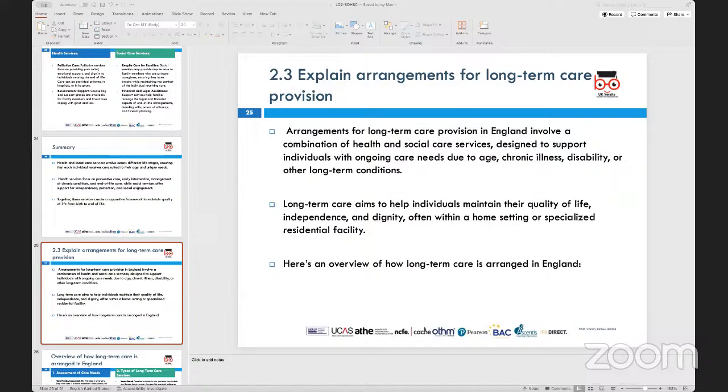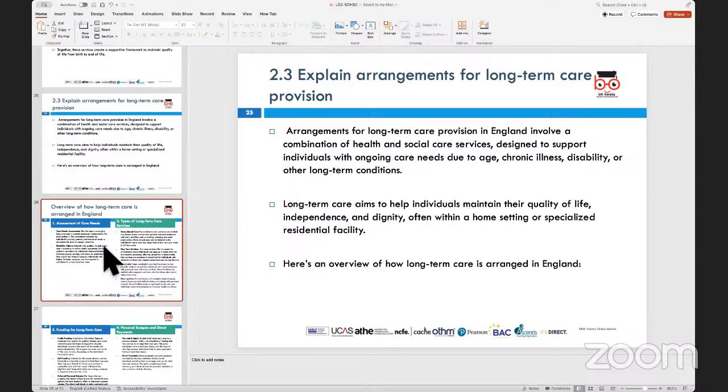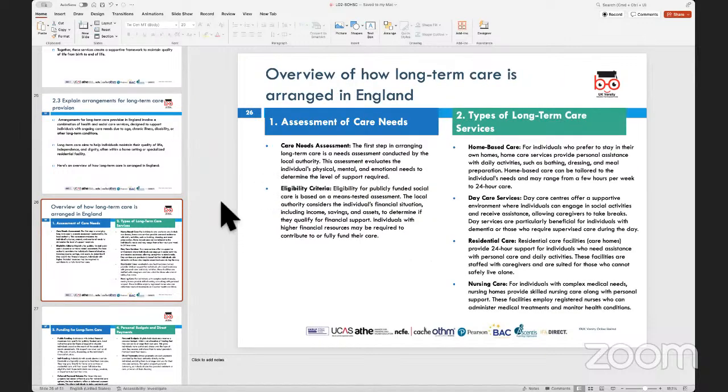Now, long-term care aims to help individuals maintain their quality of life. That means they want to become independent, take decisions on their own, live on their own and do their daily functions on their own. Ensuring that care provides quality of life, independence and dignity is often the main aim of providing care through the various authorities and people involved in care services. Now, when we look at an overview specifically for England, it starts with the assessment of care needs.